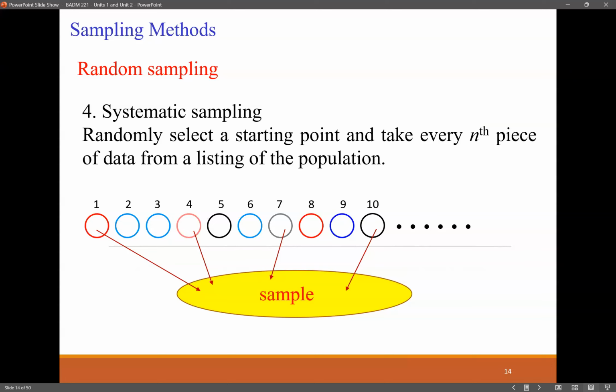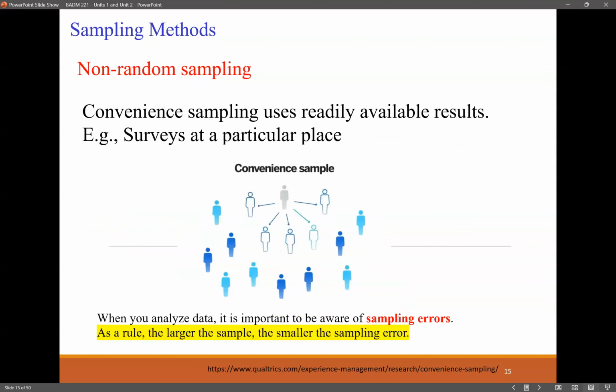For example, country wise, you can line up the students from all countries independent of country, assign each of them a rank, and then decide that every 10th student should come as a sample. If you have 100 students, every 10th student comes as a sample, so you have a sample of 10 students. That is called systematic sampling.